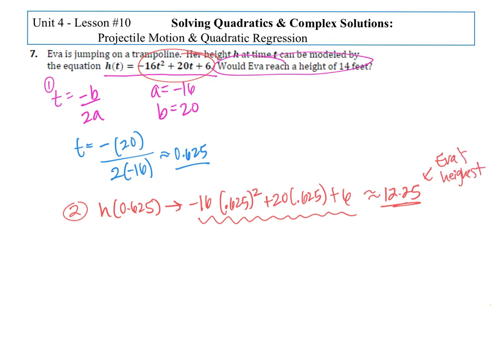So going back to this question up here, would Eva ever reach a height of 14 feet? The answer is going to be no, because the highest she can go is 12.25 feet.